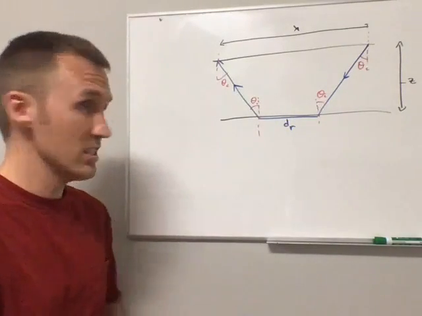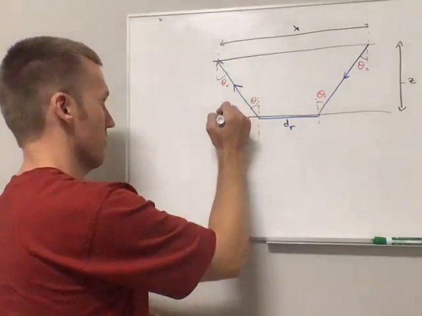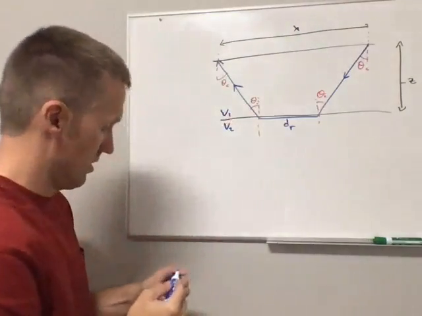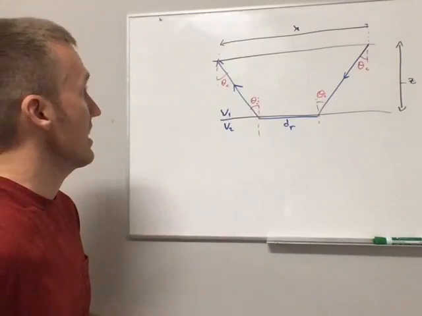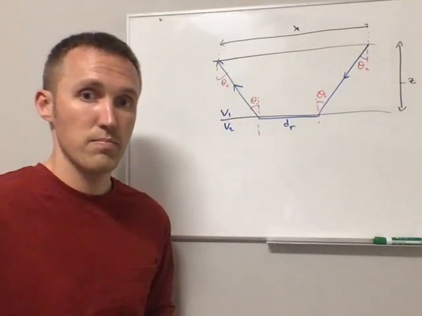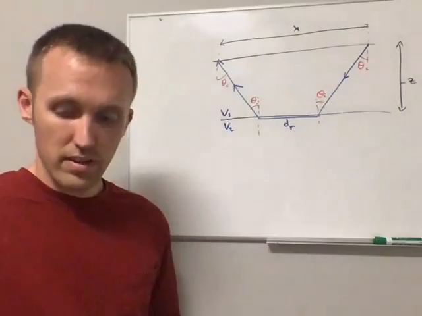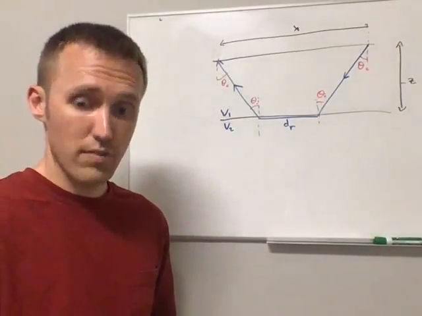What else? We have velocities, v1 and v2 again. And do we need anything else? I think that's what we need to solve the problem. Okay, so what we want to, again, figure out is what is the total travel time?